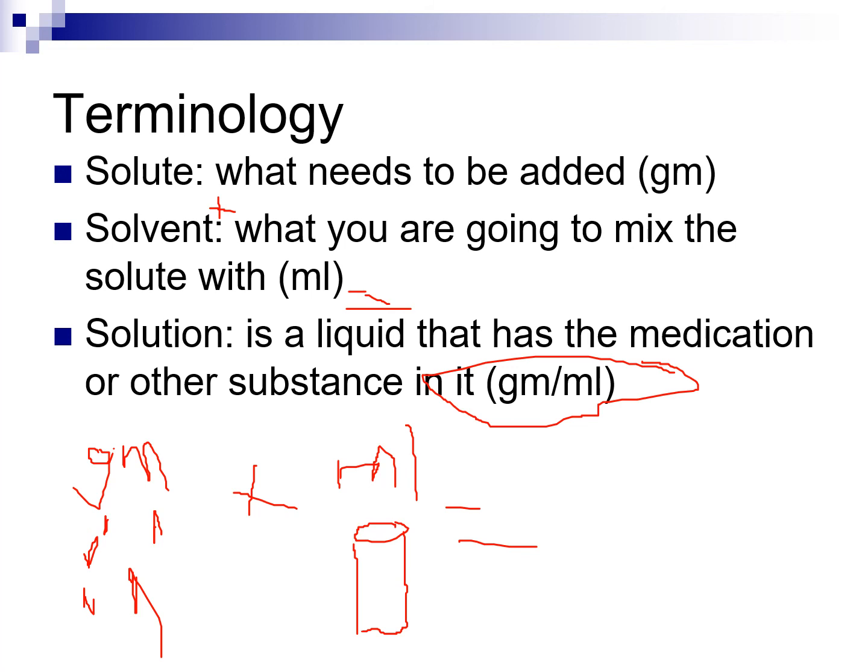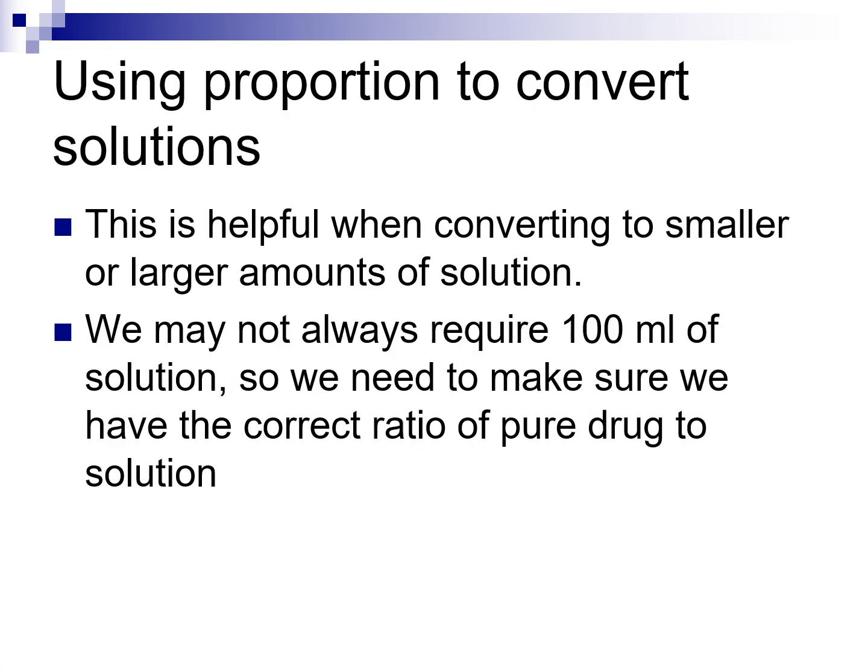Your solute is what needs to be added, your solvent is what you're adding it to, and your solution is the mix, the liquid that has the medication or the other substance mixed in with the solvent. So that's where your grams per mil come out. Okay, hopefully that's making sense. So moving on.